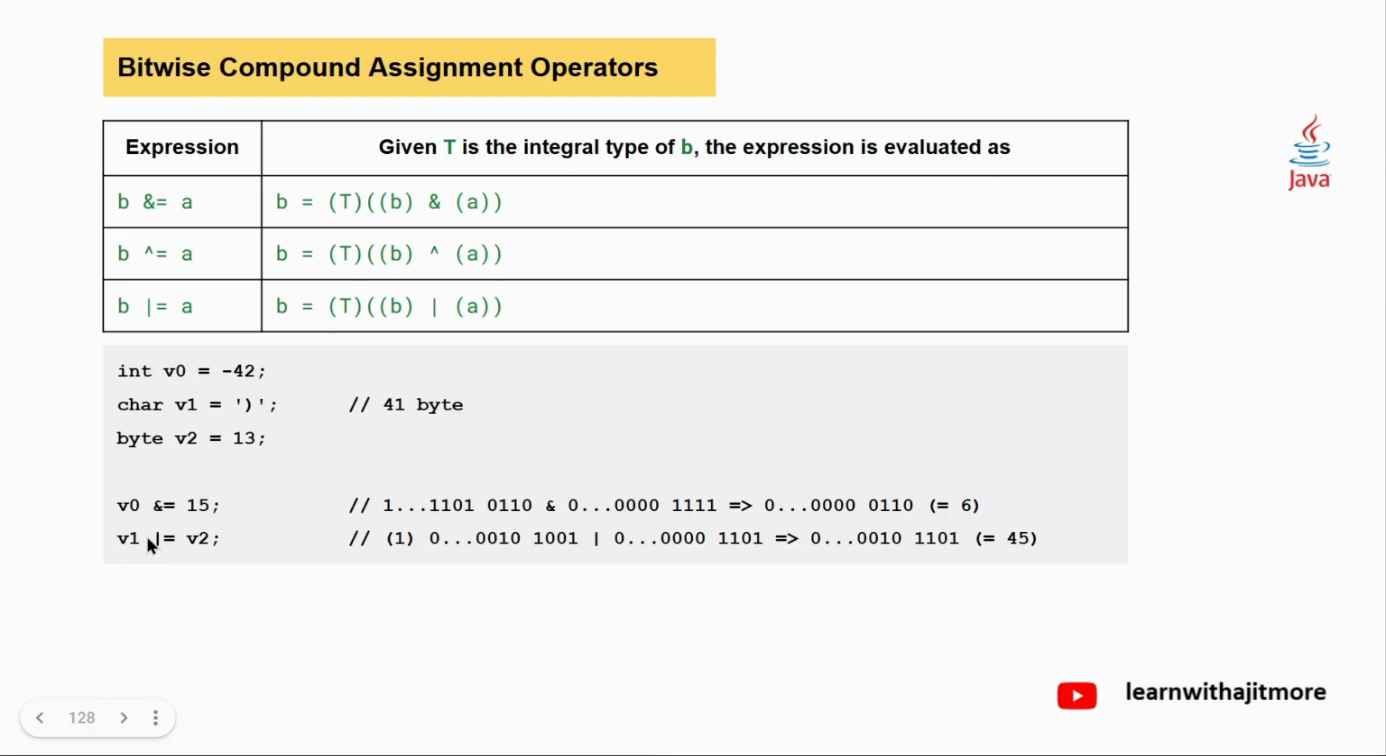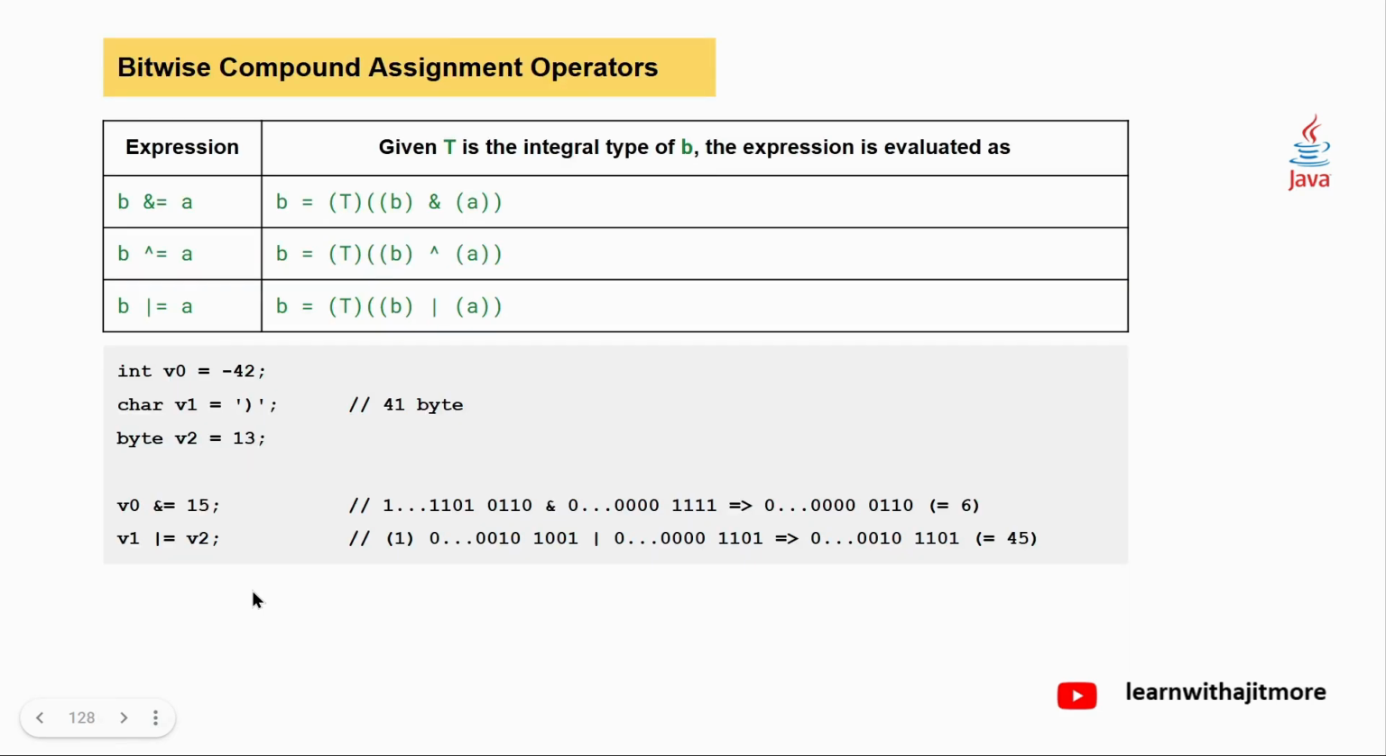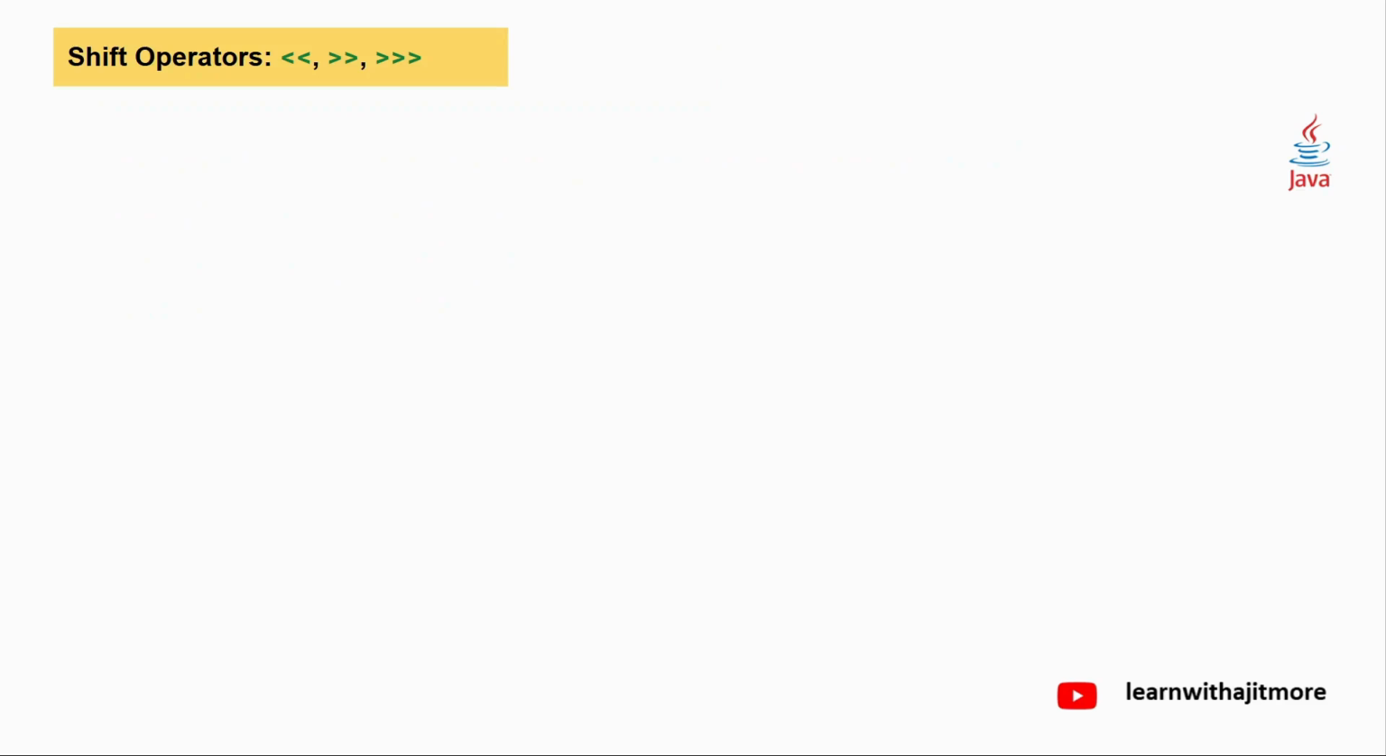And the same thing when we do V1 |= V2. Just now we have done 41 and 13, we did it in the previous slide. Yes or no? 41's binary and 13's binary. And when I did OR, we got 45. But whatever ORing you did, the result is again stored in V1 only. Getting? It is stored in V1 only. Then we will move to the next operator, guys.